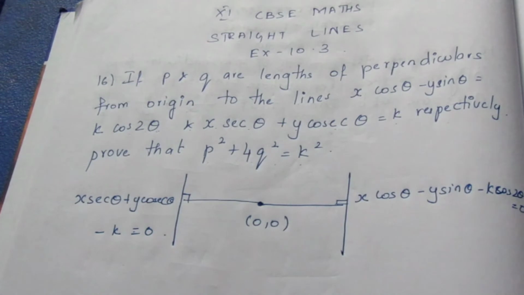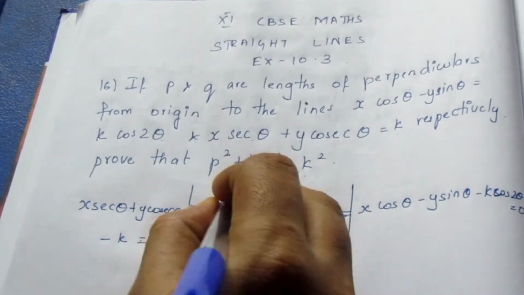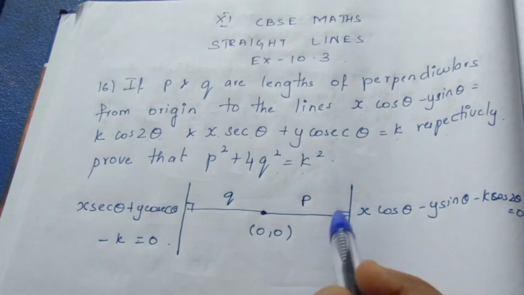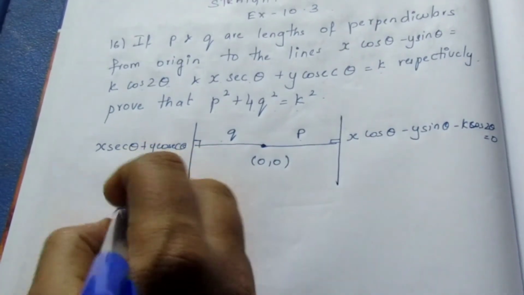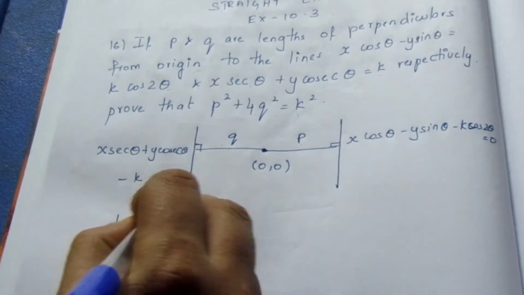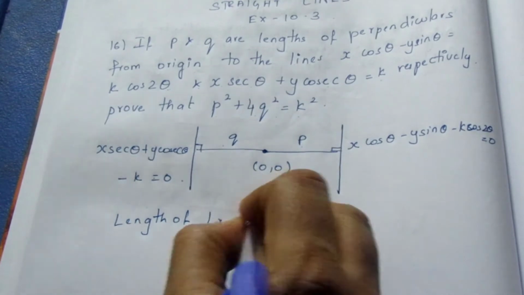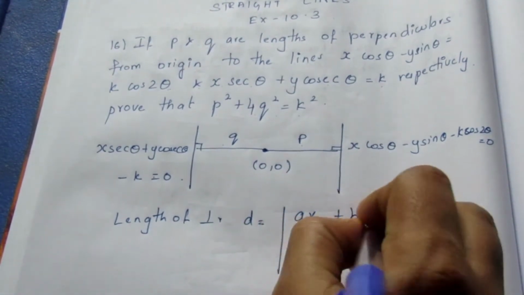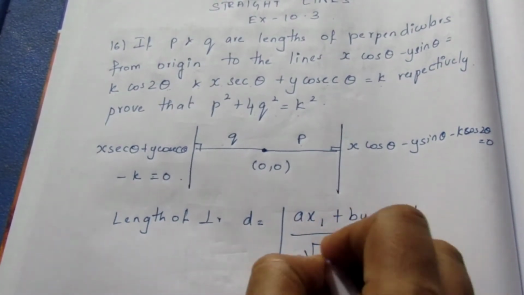Now we can find the perpendicular distance. They have given the lengths of the perpendicular. This one is p, this one is q respectively. The first equation I have written here. So this is p and this is q. Now we know the formula for the length of the perpendicular. Length of perpendicular d is equal to mod of a x1 plus b y1 plus c by root of a square plus b square.